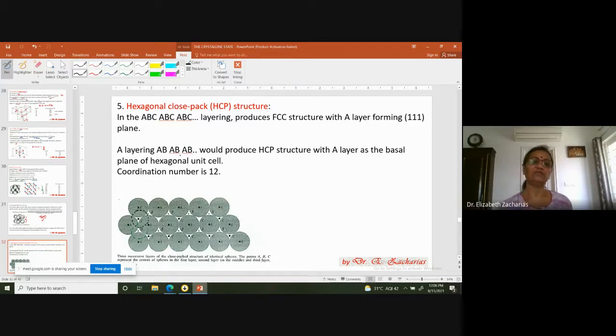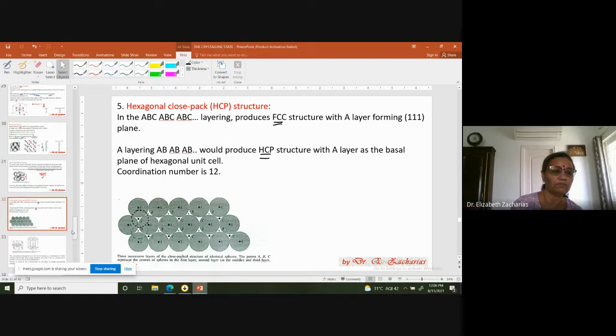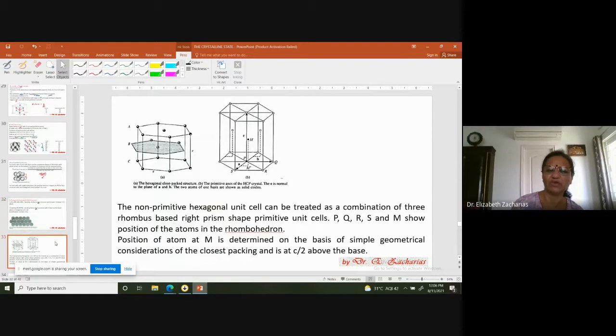ABC will produce the FCC structure, and AB will produce HCP structures. The coordination number will be 12. The packing fraction will be essentially the same for both of them. Since I am just repeating what you have already studied, I'm not going to talk much about it. This is how it looks. You can just go through it.